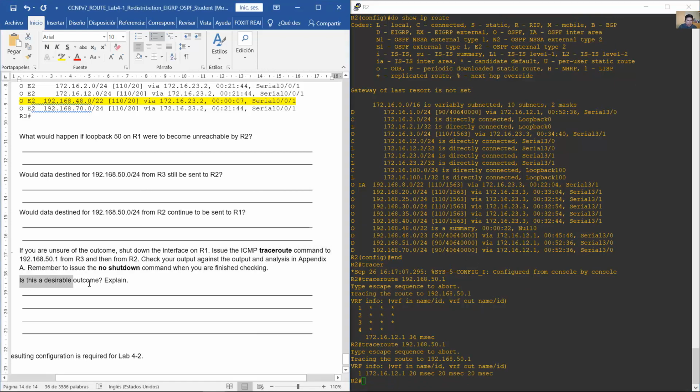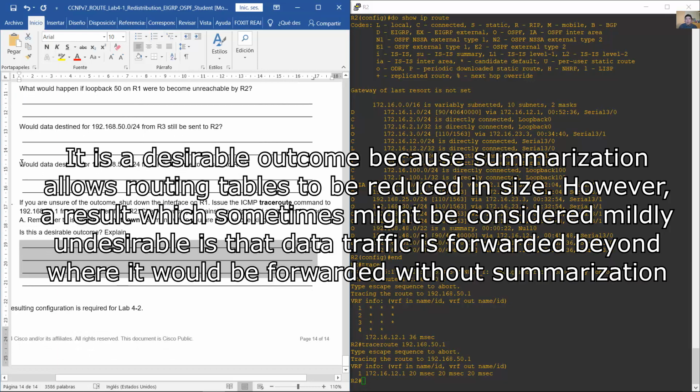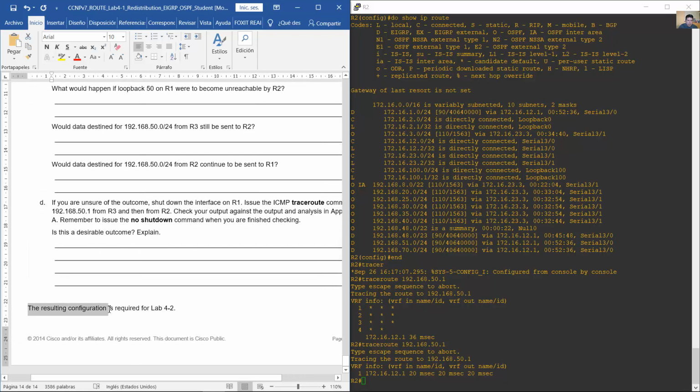Is this a desirable outcome? Explain. It is a desirable outcome because summarization allows routing tables to be reduced in size. However, a result which sometimes may be considered mildly undesirable is that data traffic is forwarded beyond where it would be forwarded without summarization. The resulting configuration is required for lab 4.2.